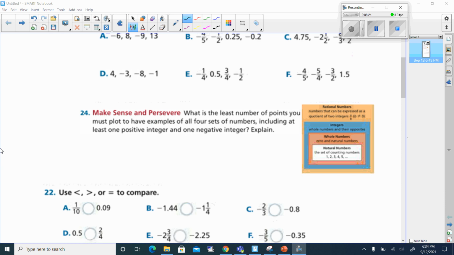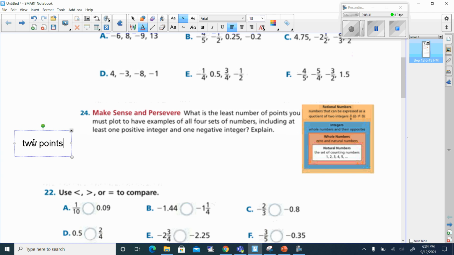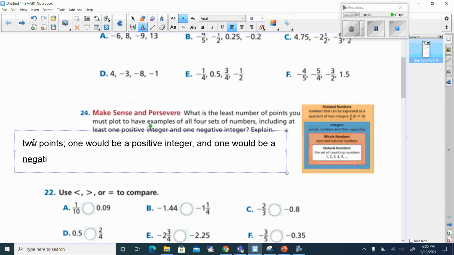And that would be 2 points. 1 would be a positive integer, and 1 would be a negative integer. Okay, because integers are rational numbers, right? And so this is going to give you at least 1 positive rational number, 1 negative rational number, right? And an integer is also going to be a natural number, right? So it qualifies as all of these whole numbers as well.